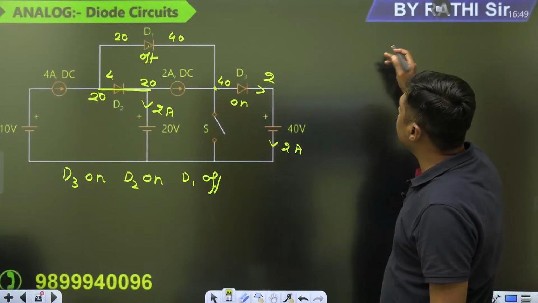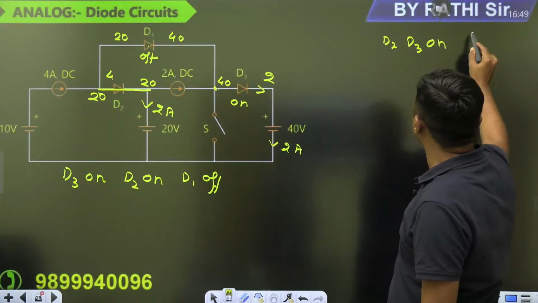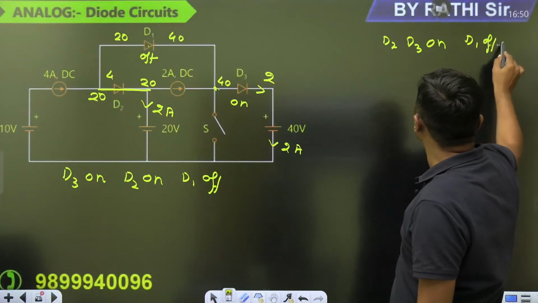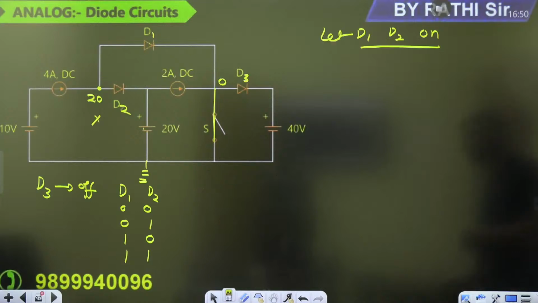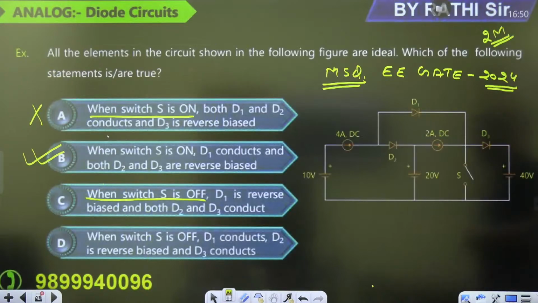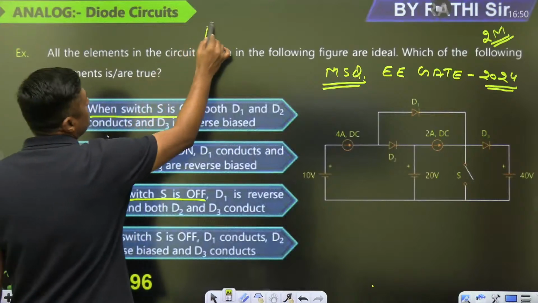D2 and D3 on. D2 and D3 will conduct and D1 off, when the switch is off. When the switch S is off, D1 is reverse bias and both D2 and D3 conduct. No. When the switch S is off, D1 conducts, D2 is reverse bias and D3 conducts. D1 is reverse bias, D2 and D3 conduct. B, C. Answer for this question is B and C.